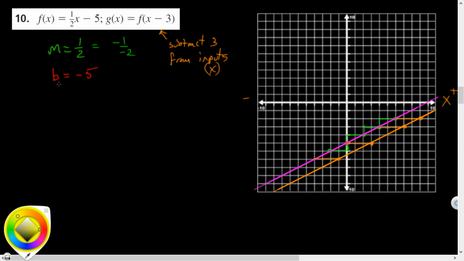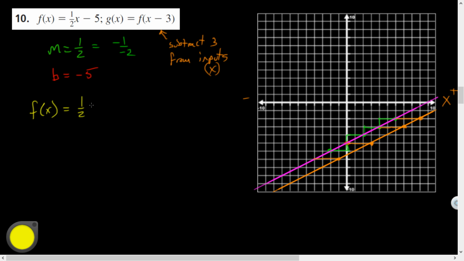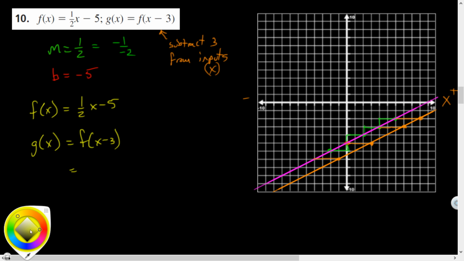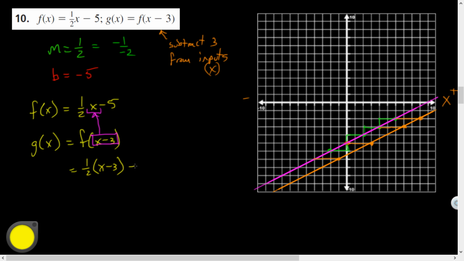Now I just want to make some claim for that. So here's f of x. That was equal to 1/2 x minus 5, right? And if g of x is equal to f of x minus 3, that means I'm replacing the x. Actually, I'll use purple. That means I'm plugging x minus 3 in for x. This is a little weird, but watch what happens. 1/2 of x minus 3 and then minus 5.